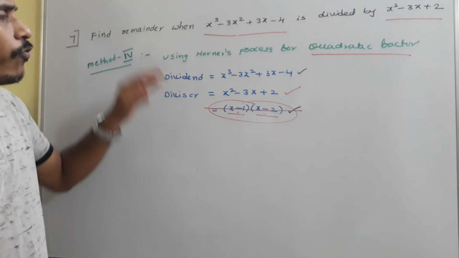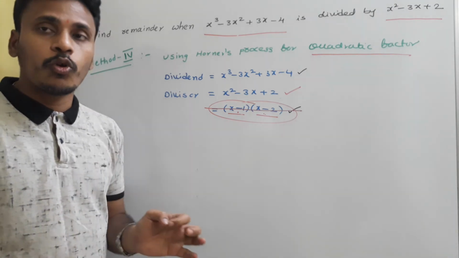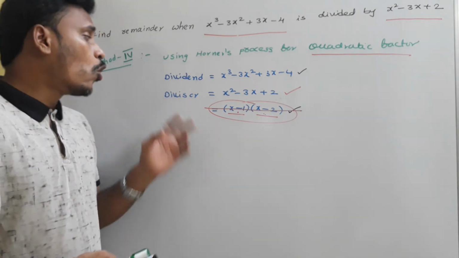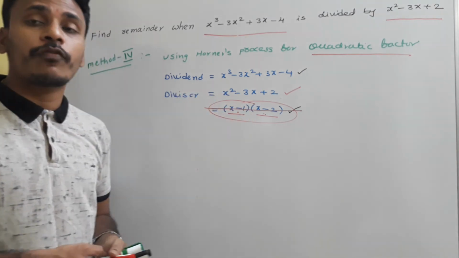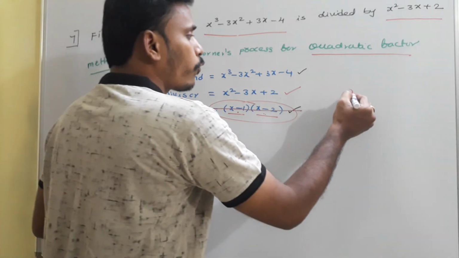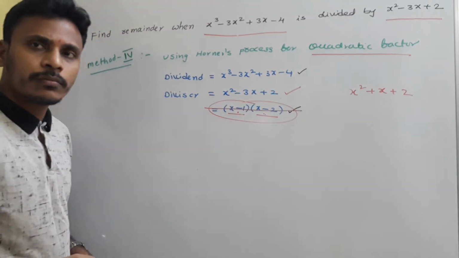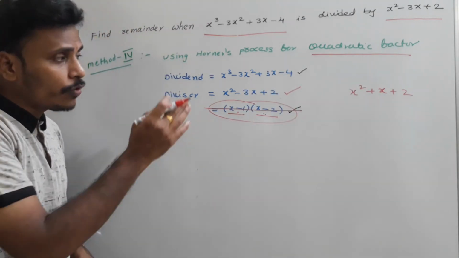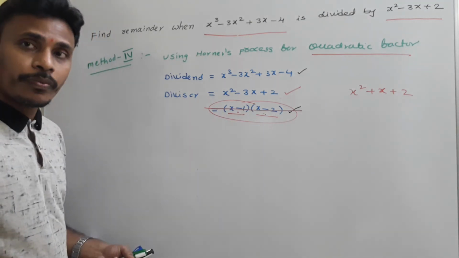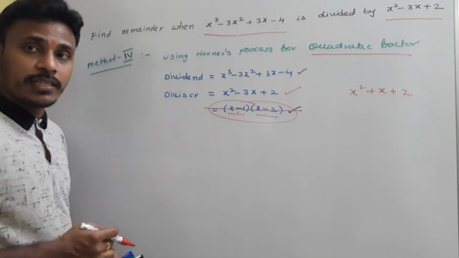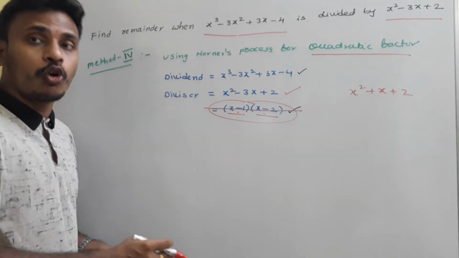See, actually for the same problem I am discussing all the 4 methods. But suppose there is a problem whose divisor can't be factorized like this. Suppose I have a divisor of this format, like x square plus x plus 2. Do we have any factorization for that x square plus x plus 2 into linear factors? No. Then for those types of divisors, method 3 is not applicable. We need to go with method 4 only.